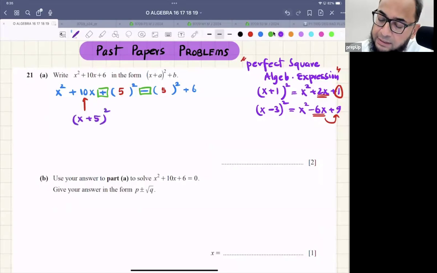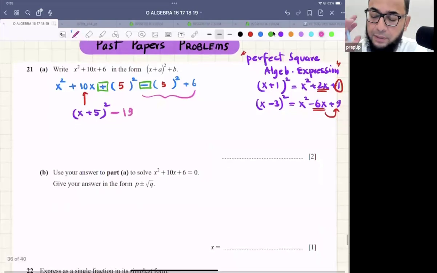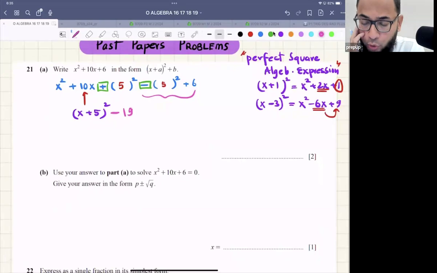Simplify the rest. So if we simplify the rest, what do we get? That is negative 25 plus 6. That is negative 19. And that is the answer for this particular part. All good, all clear? That's how we write it.